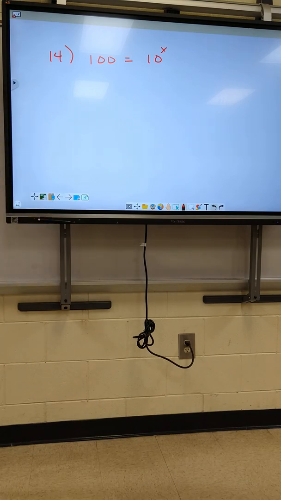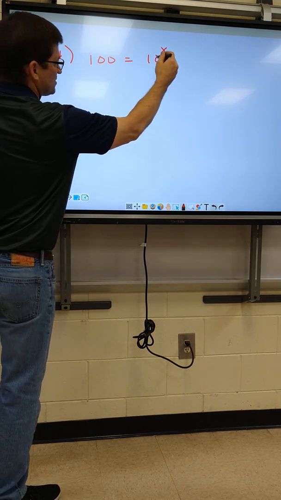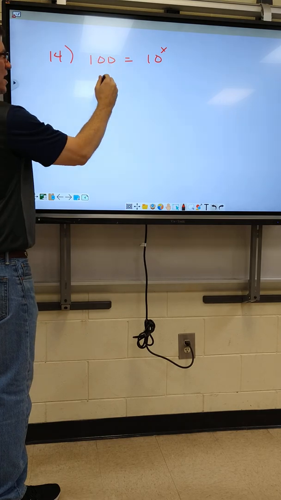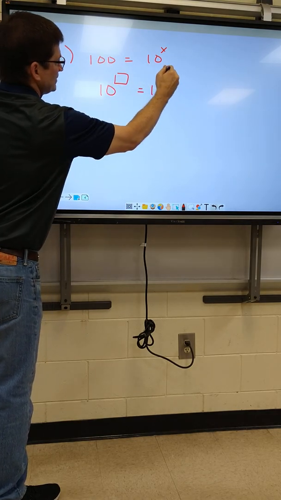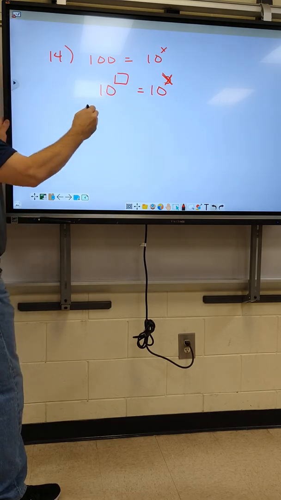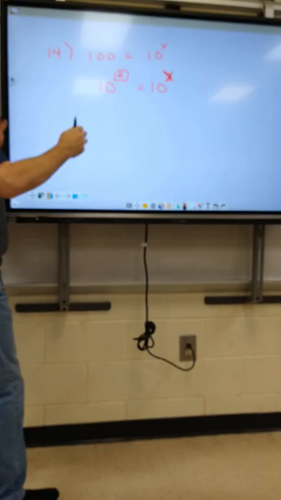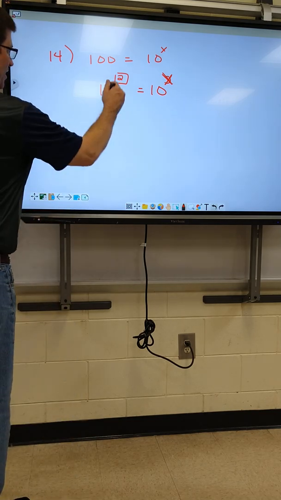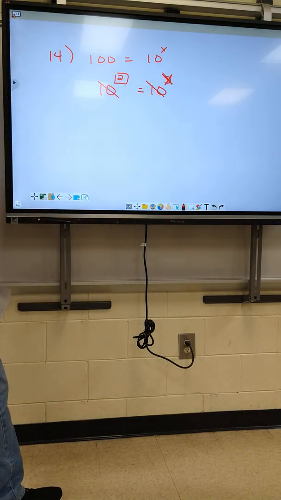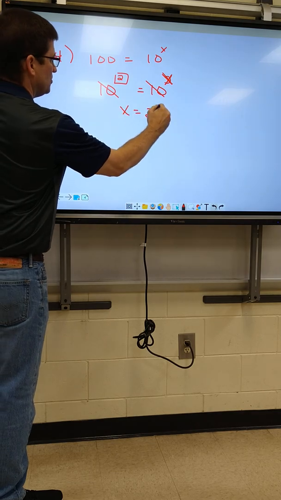All right, same deal, guys. You got to make them the same number. This is 10 to some power. How can I change 100 into 10 to some power? 10 what? 10 to the second, right? Because isn't 10 times 10, 100? All right, that's what you do. Mark out your 10s. You got your answer. That one was really easy. 2. Yep. Anybody got a question on this so far? X equals 2.